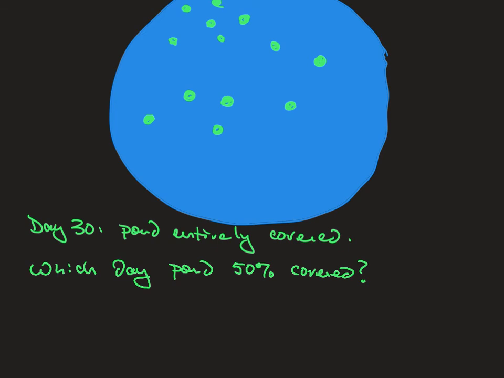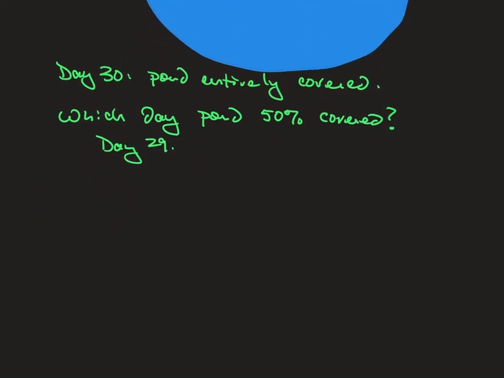So, yeah, day 29, right? Day 29. So it takes 29 days to cover the pond halfway, and then 1 day to do the remaining covering. I mean, this pond, if we think back, on day 30, it's 100% covered. That means that on day 29, it was 50% covered.